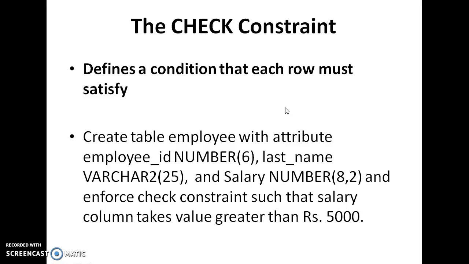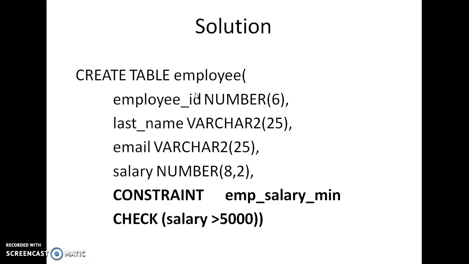Then the check constraint defines a condition that each row must satisfy. Whatever values are entered in the column on which this constraint is deployed should satisfy that condition. For example, create table employee with attributes employee ID, last name and salary, and enforce a check constraint such that the salary column takes values greater than rupees 5,000. So the solution is: create table employee with employee ID, last name, email, salary, and then we define a constraint. The constraint name is employee_salary_minimum, and then check salary is greater than 5,000. Wherever the employee table is there, in the salary column you cannot enter any value less than 5,000. It should be more than 5,000.